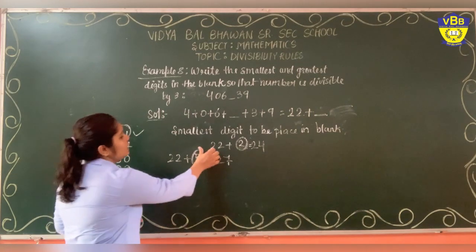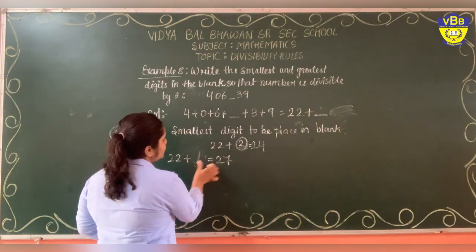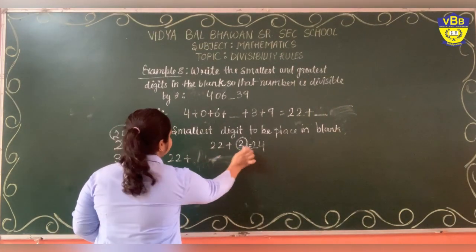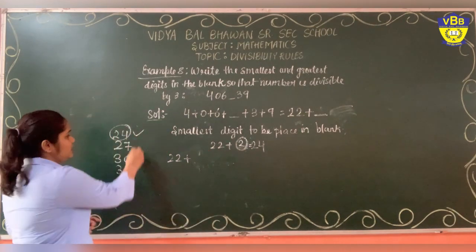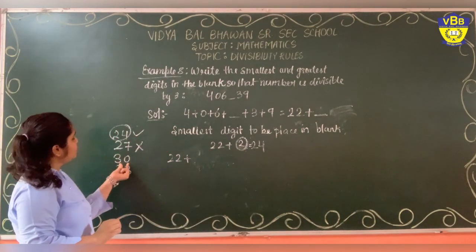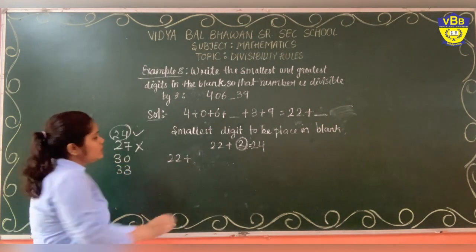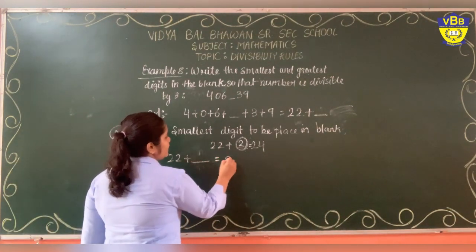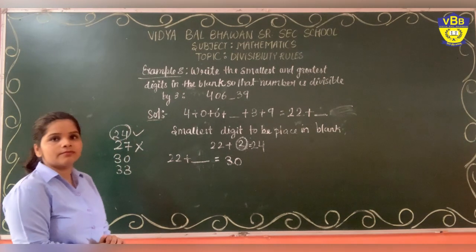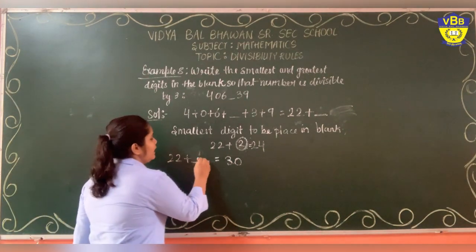So this is not the answer. 5 is not the greatest digit to be added here. So after that, we need to make 30. So what number should be added to make it 30? It should be 8.